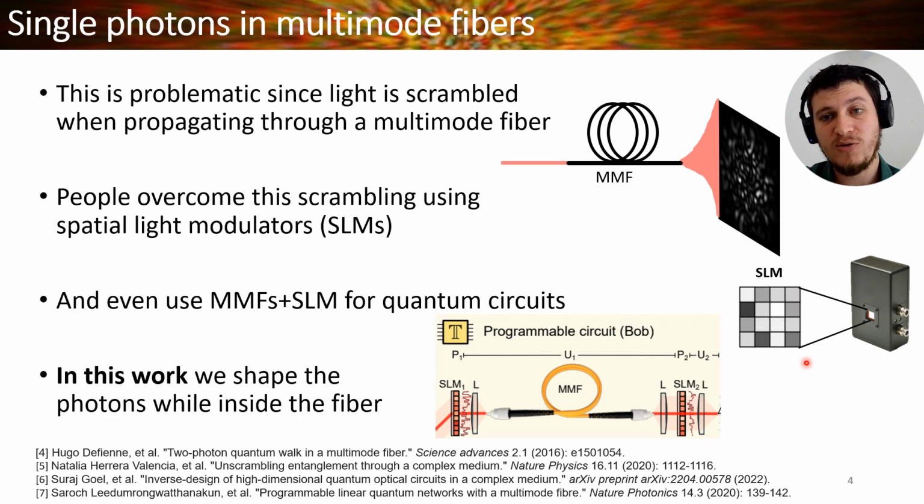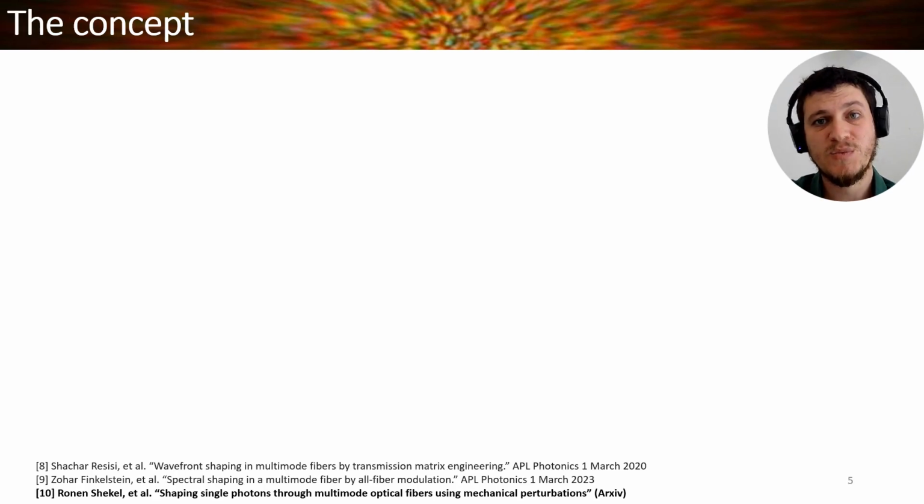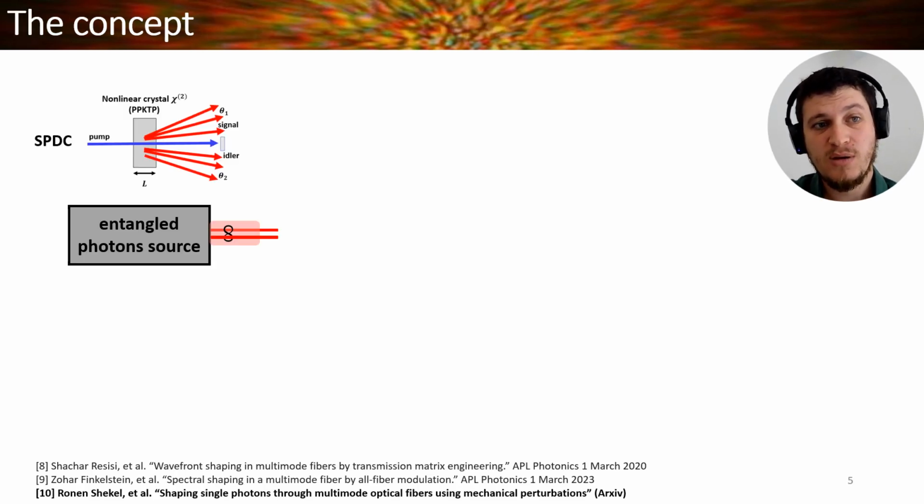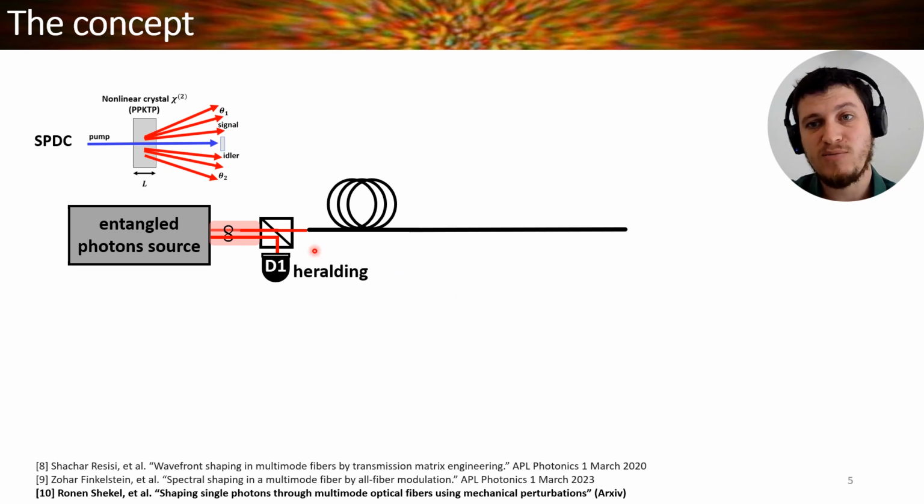So in this work, we shape the photons propagating through the multimode fiber while inside the fiber itself. So how do we do this? We begin with an entangled photon source where we use SPDC, spontaneous parametric down conversion, where a pump beam hits a nonlinear crystal, creating pairs of entangled photons. Then we send them through a beam splitter, where probabilistically one of the photons goes to a heralding single photon detector, and the other photon goes through the multimode fiber.